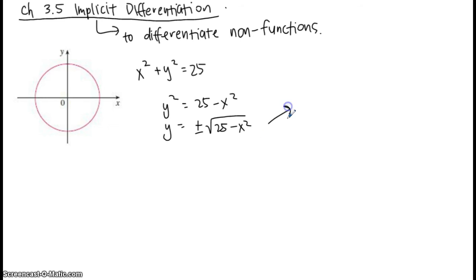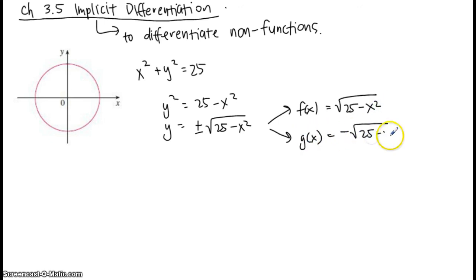If I wanted to write it as a function, I'd have to split it up into two different functions. The first being the positive square root of 25 minus x squared, the second being the negative square root of 25 minus x squared. And you can go about it exactly the same way. If you're given a point on the positive side here, you can use the top equation to find the slope. Or if you're given a point on this bottom end of the circle here, you can use the negative function. But cases are not always like that.